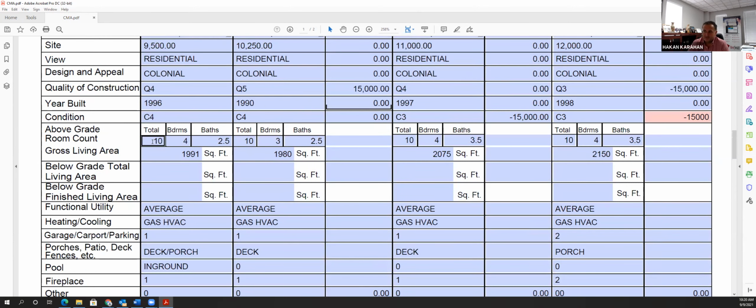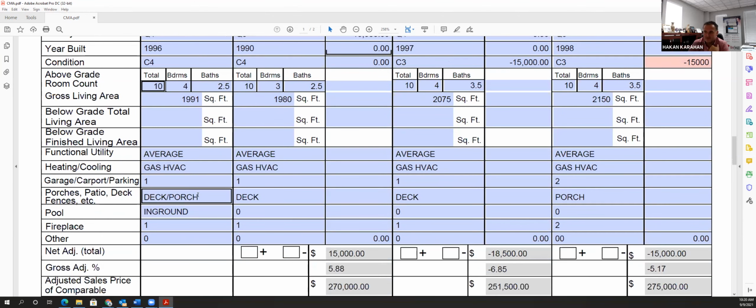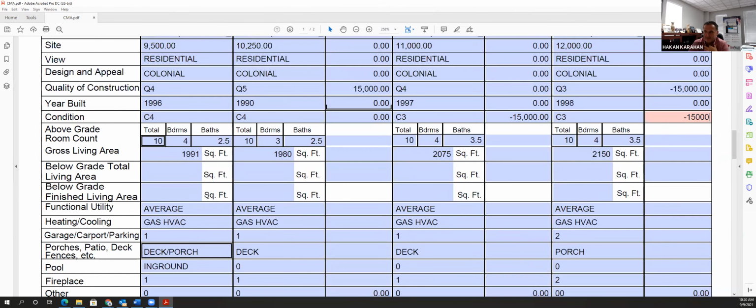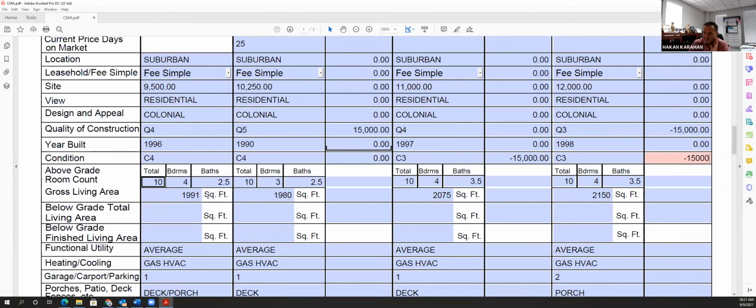This property has 10 rooms. 10 rooms means it counts all the bedrooms, all the bathrooms, as well as the dining room, kitchen, living room, office, and so on and so forth. If there is any heated sunroom, you can put it under porches here, deck, patio, fences, etc. Appraisers use all these different codes. We are going to go over one of the examples as well, so you'll understand better how they do it and how we're doing it in here.